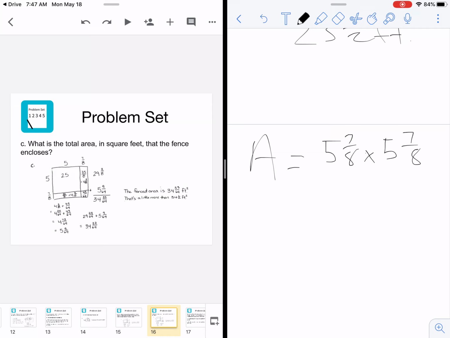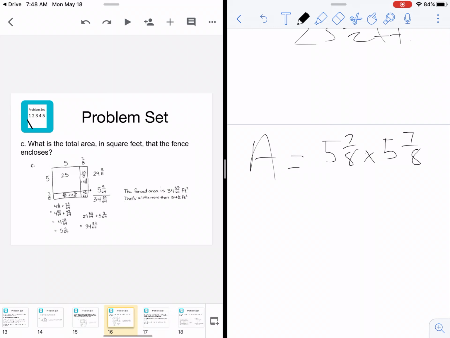So 5 times 5 is 25. 5 times 7/8 is 35/8, which is 4 and 3/8. 5 times 7/8 is 4 and 3/8. And then 7/8 times 7/8 is 49/64. So when you add all of those together, you get 34 and 33/64 feet squared is the area. So a tiny, tiny, tiny bit more than 34.5 feet.